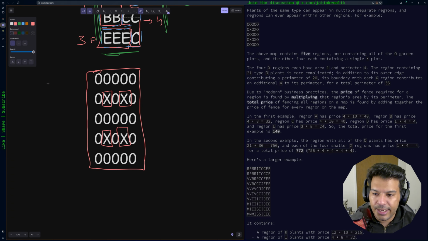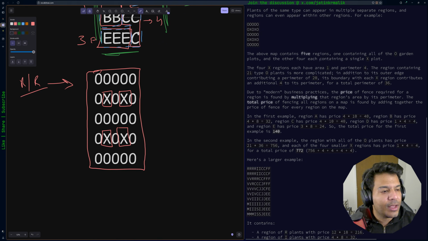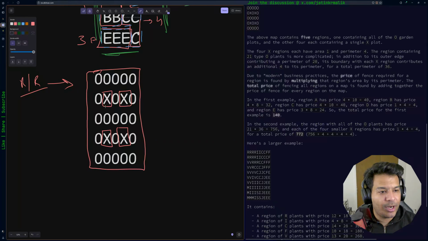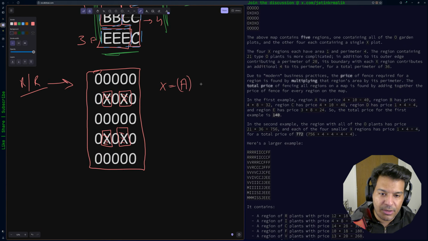So this is an example of a region within a region. They all contain zeros, and the 4 each contain a single X plot. Exactly. So the 4 X regions each have area 1. The area is nothing but the number of plants inside a region. So X has an area of 1, and the perimeter is 4.